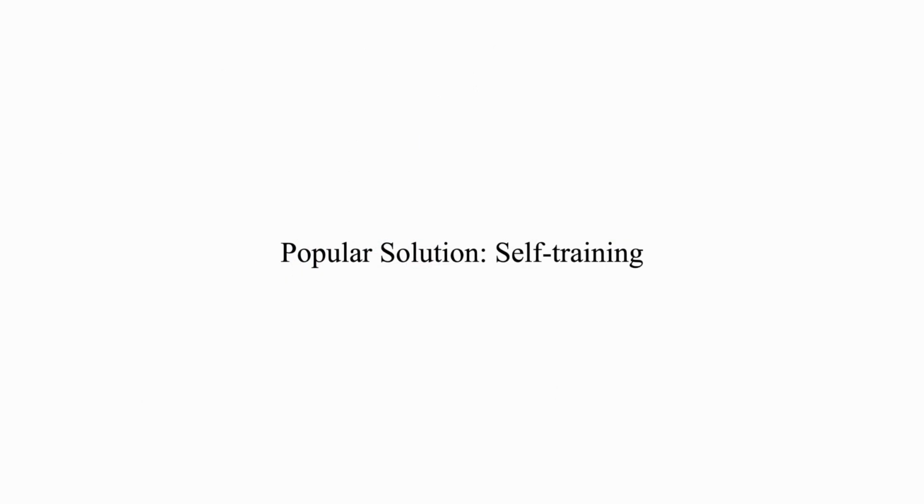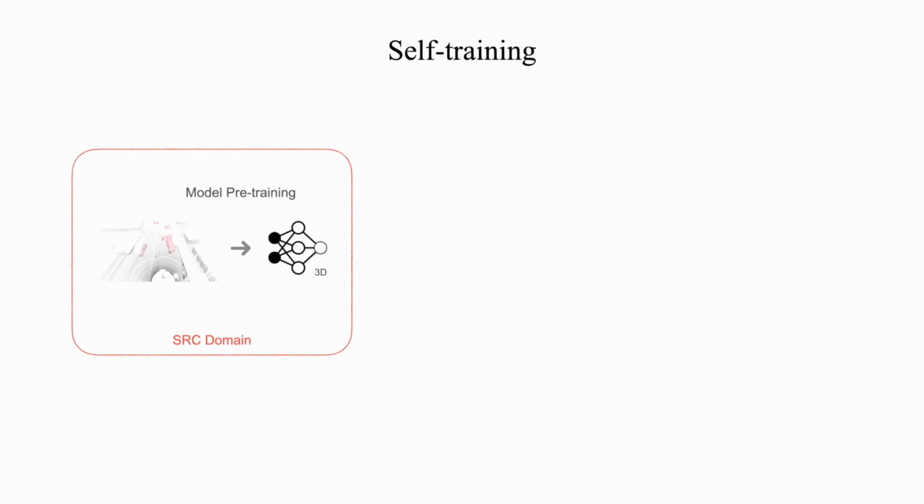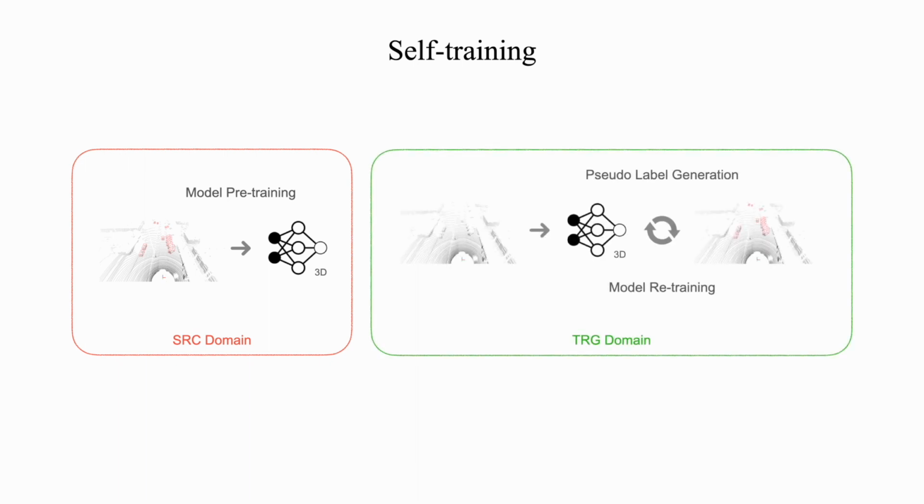To tackle these problems, one popular solution is using a self-training framework. The workflow involves initially pre-training a 3D detector on the source domain. Then we generate 3D labels and select the ones with higher confidence to fine-tune the original detector on the target domain. Since these labels are not ground truths, we refer to them as pseudo-labels.